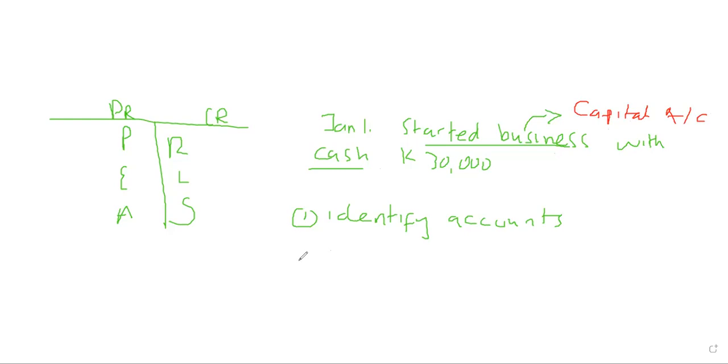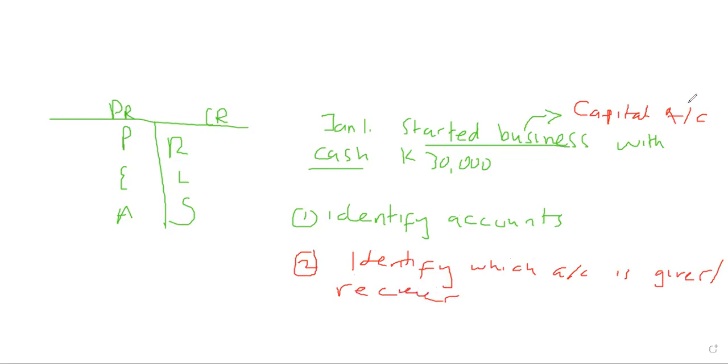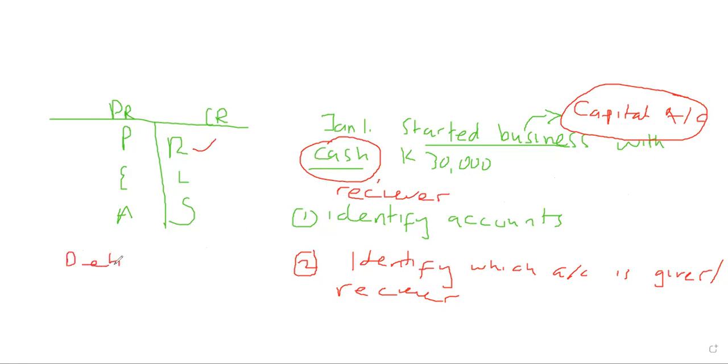The next stage is to identify which of the two accounts is a giver and which is a receiver. Capital, in this case, is a giver. Capital represents the owner of the business. The owner of the business takes money from home and gives it to the business. So capital is always a giver in this context when you're starting the business. The business received the money in the form of cash, and cash is a receiver. So hence the rule: debit the receiver and credit the giver.